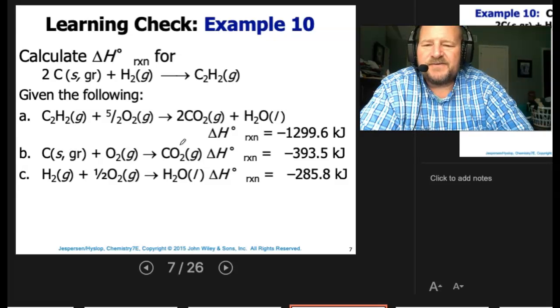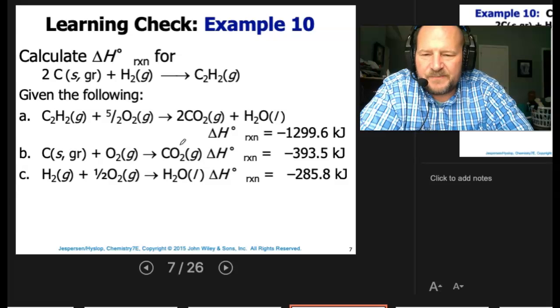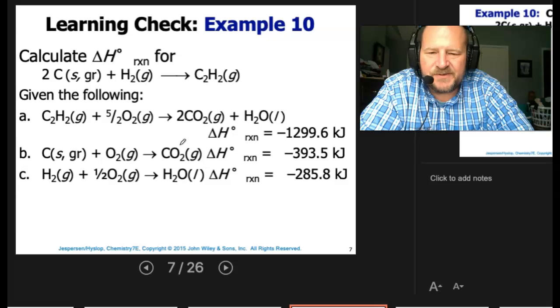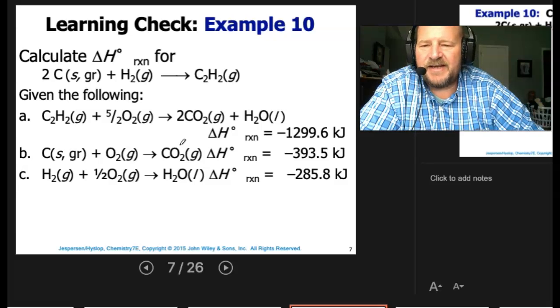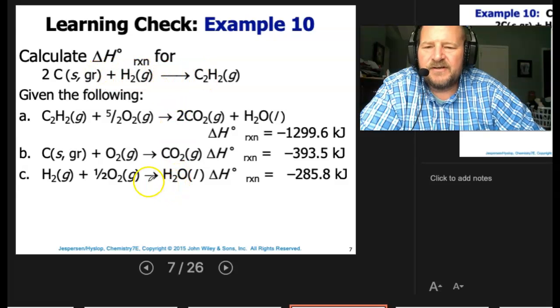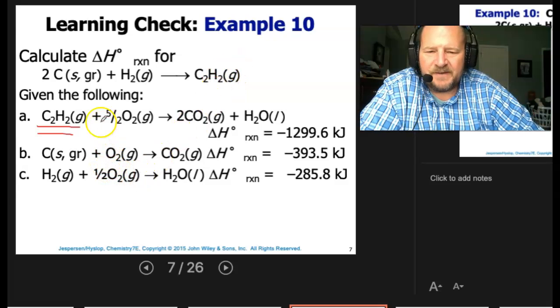All right, calculate delta H of reaction for 2 carbons plus H2 going to C2H2, given the following. They've given us the acetylene plus O2 goes to CO2 and water. Notice it's liquid water. They've given us carbon as graphite plus O2 goes to CO2, and they've given us hydrogen plus oxygen gives us water. All right, now what we want to do is calculate the delta H for this reaction. So first off, we can see we have C2H2 right here on the reactant side, which means we're probably going to want to flip that because we want to get that to the product side, right? So keep that in mind. We'll have to be able to do that.